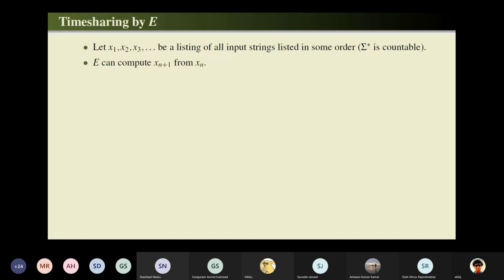So what it does, anyway, sigma star is countable. So I can enumerate all the input strings in some fashion, x1, x2, x3, x4, x5, in such a fashion that it is possible for this machine E to generate xn plus 1 from xn. Not a very difficult thing, right?